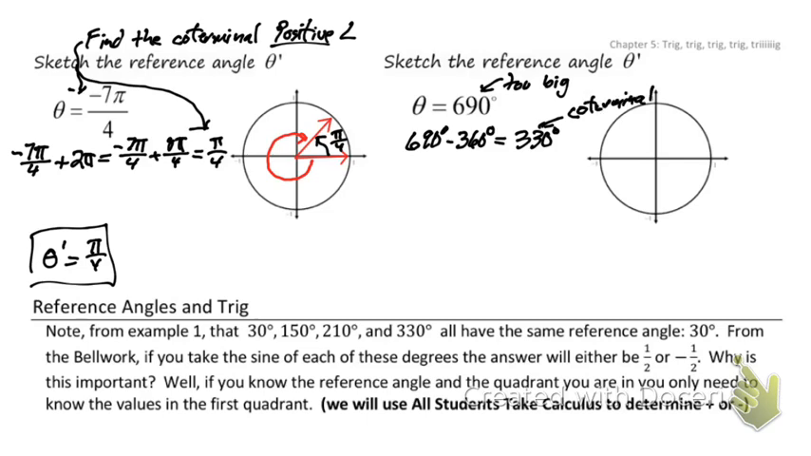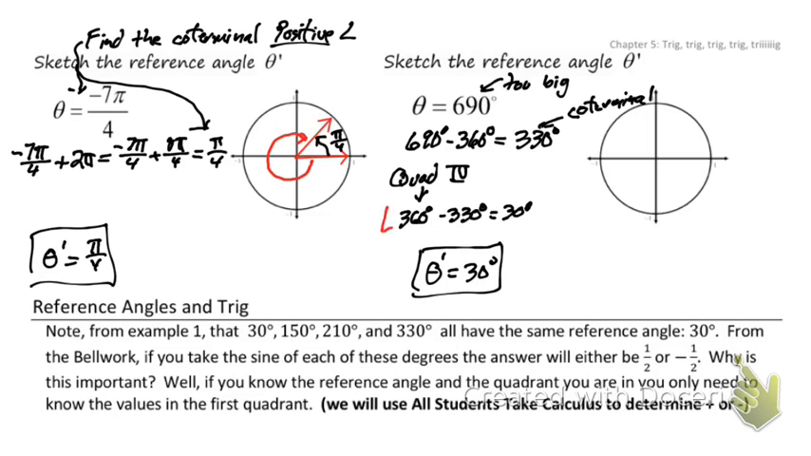And I know to stop because it's between 0 and 360. If it was not between 0 and 360, I'd have to subtract 360 again. So 330 degrees, that's in quadrant 4. So what that tells me is I need to take 360 and subtract away the angle, which is going to equal 30 degrees. So in short, our reference angle is just 30 degrees.